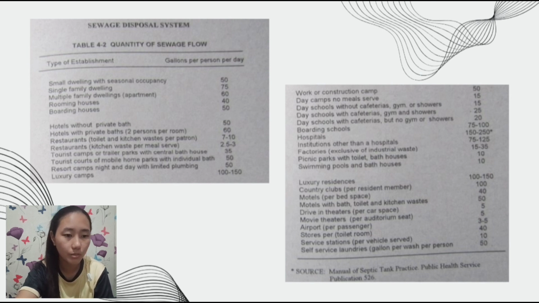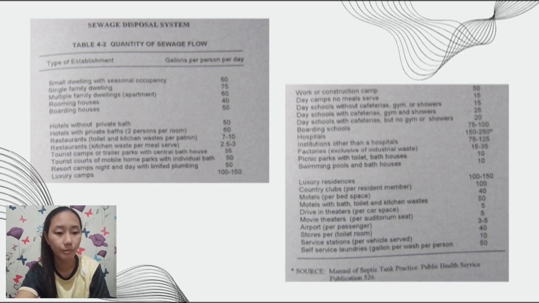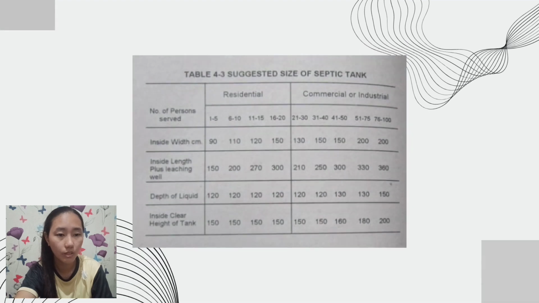Makikita diyan yung types of establishment, pati yung gallons per person per day. Yun yung sabi ko kanina na sa figure, yung may motels with bath, toilet, and kitchen. Meron siyang 50 gallons per day. Next naman itong table 423.